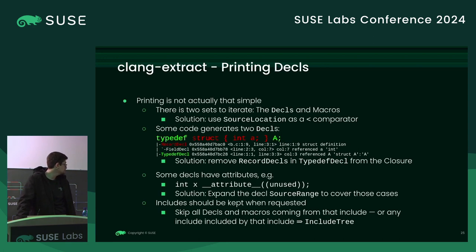And if the user requires to keep the include files, then what we do is we output the include. Then we skip everything that was generated from that include. So we skip the declarations and the macros. This works. We also take into account which files include what files with an include tree, which should actually be an include DAG, but it's a tree.